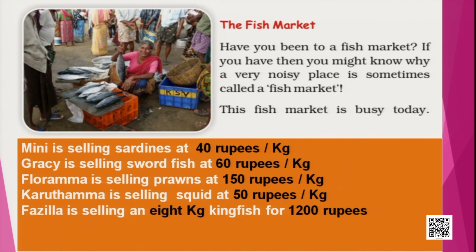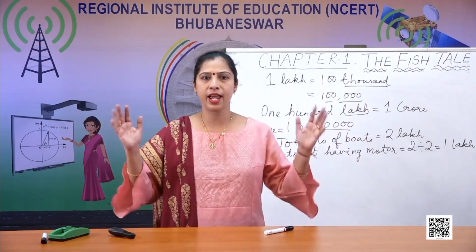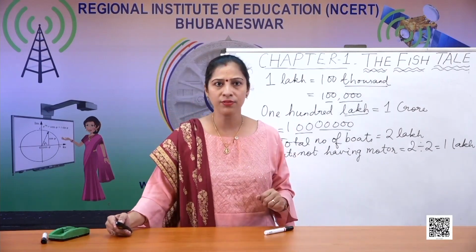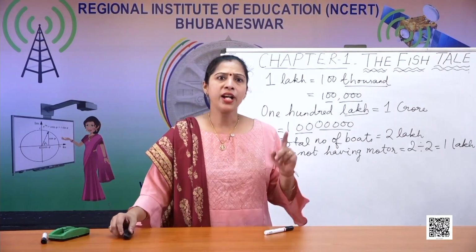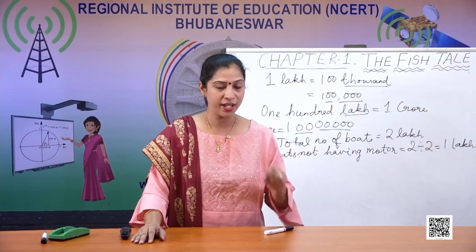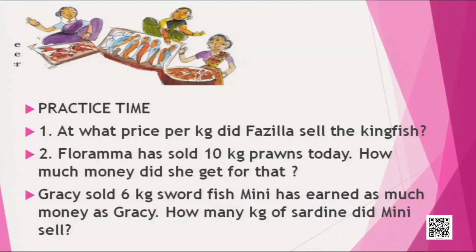Because she cannot cut it into pieces, she has to sell it whole. So it is a very big catch, an 8 kg kingfish. Let's see how they are selling it off. Now, at what price per kg did Fazila sell the kingfish? If she is selling the 8 kg fish for 1200 rupees, let's calculate how much she is getting per kg.